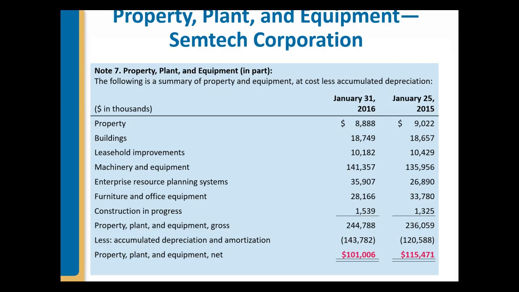Every company maintains its own unique mixture of assets. Now, the way these assets are classified and combined for financial reporting purposes varies from company to company. An example, as you see here, Semtech Corporation, a leading supplier of semiconductor products, reported net property, plant, and equipment of $101,006,000 and $115,471,000 at the end of the fiscal years 2016 and 15. A disclosure note provides the details of the breakdown.